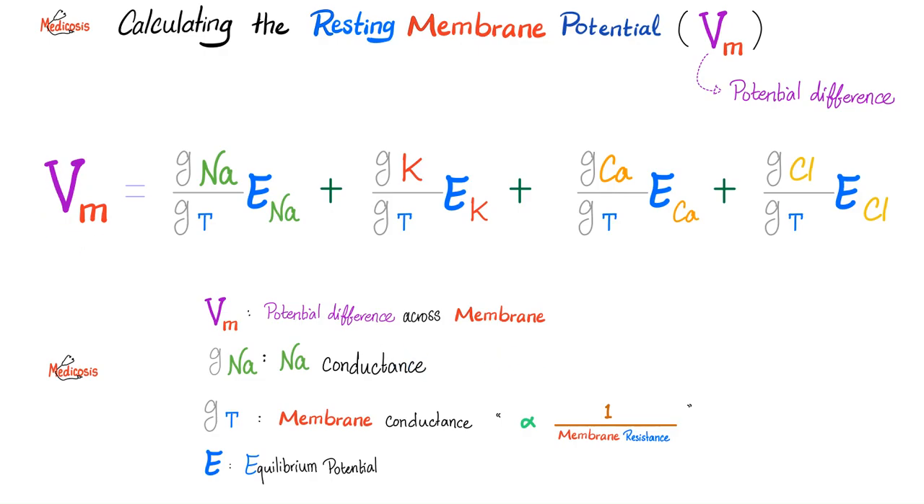Vm is the potential difference because V is for volt. If you remember physics, the potential difference is measured in volts. So it's V across the membrane. G sodium is the conductance of sodium across the membrane, conductance of potassium, etc. Gt is the membrane conductance, which is the reciprocal of membrane resistance. The greater the resistance, the lower the conductance, and vice versa. And E is called the equilibrium potential. You don't need to memorize this, just remember, potassium is the most important force during rest.